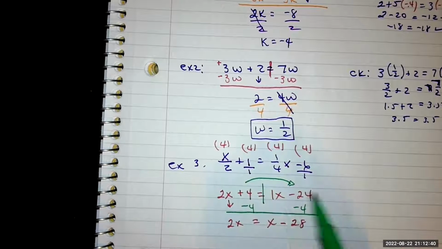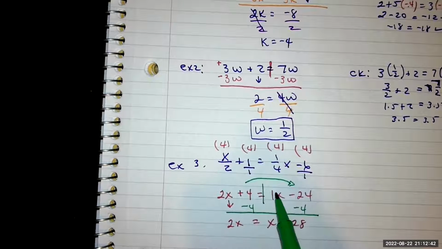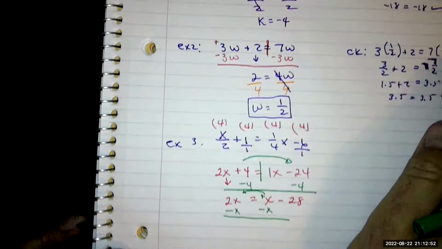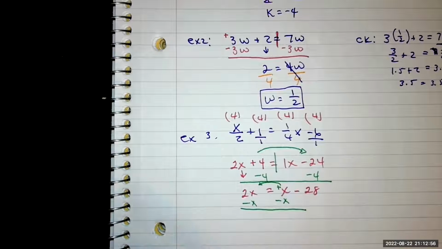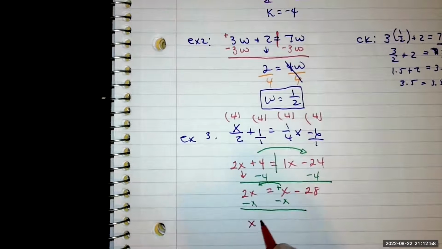All right, now since I hit the number over here, now I'm going to go with the letter this way. And since it's a positive x, I'm going to make a negative x out of both of them. 2x minus an x. So if you have 2 x's and I take away an x, you only have 1 x. 0 pair, and this right here is a minus 28. There's my answer.